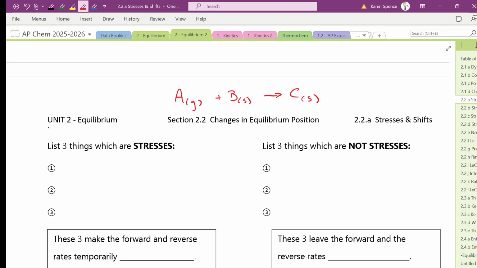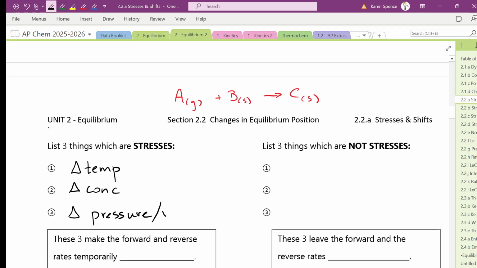Yeah. All right. So what are 3 things which are stresses? We could change the temperature. What else could we change? We could change... Don't everybody answer at once. You all know this. You could change the concentration. What else could we change? Pressure, volume.